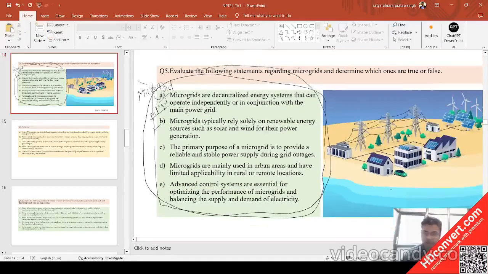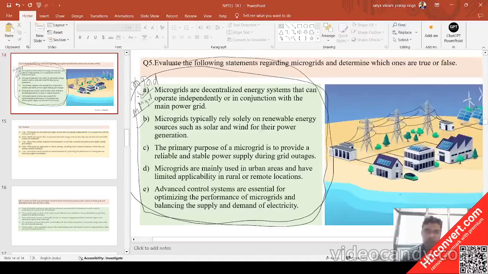The first question is like that. Microgrids are decentralized energy systems that can operate independently or in conjunction with the main power grid. Is it true? Yes. Why am I saying that? Because microgrids are decentralized energy systems that can operate independently or in conjunction with the main power grid.